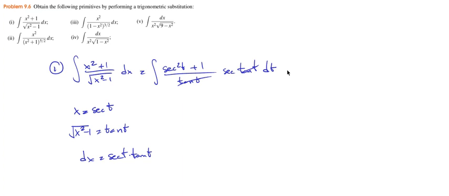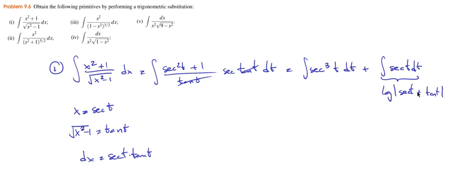Tangent and tangent go away, so you have the primitive of the secant cubed of t plus the primitive of the secant. The primitive of the secant is the logarithm of the secant plus the tangent plus c, and then the primitive of the secant cubed we have seen before in the previous exercise, so this is 1/2 of the secant times the tangent plus 1/2 of this, so this is 3/2 of this, right? This is what you get.